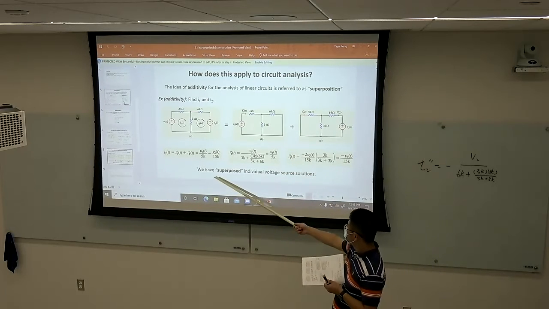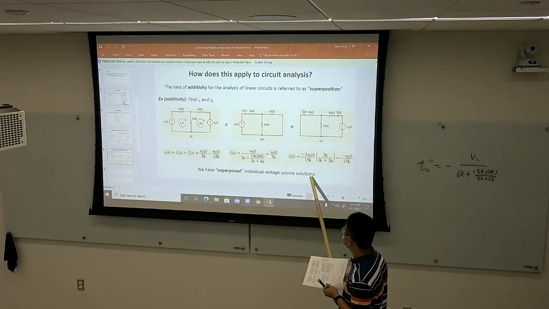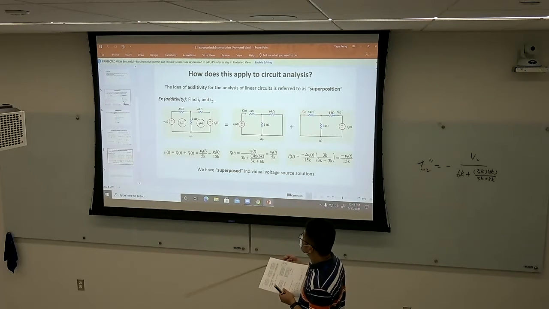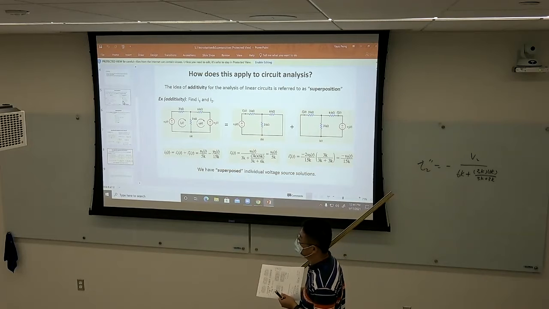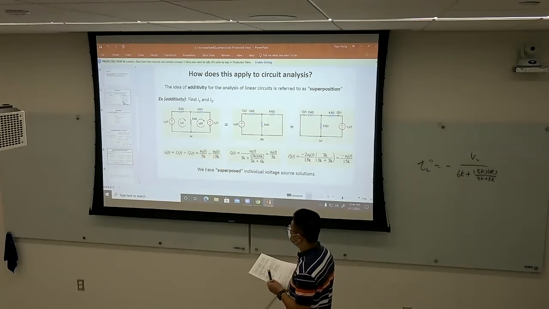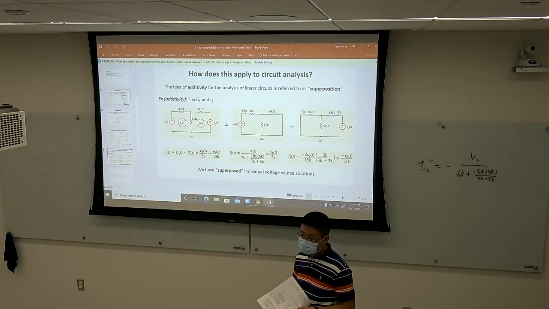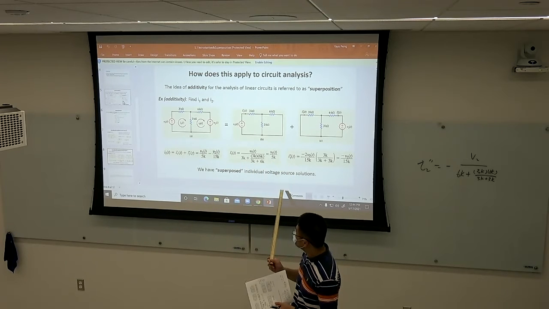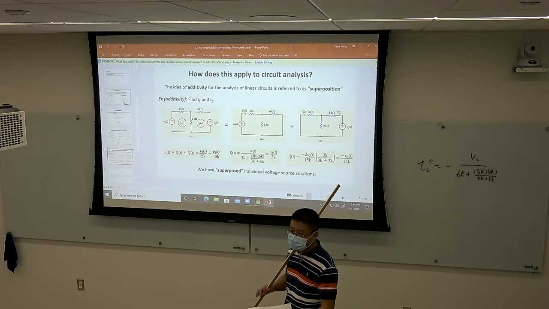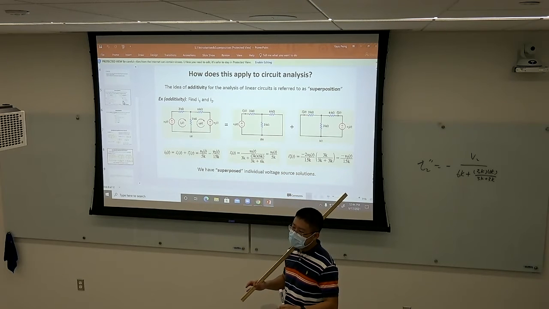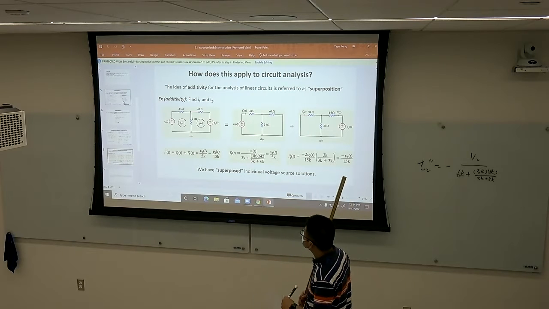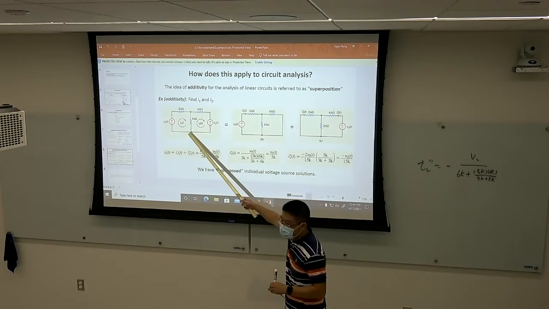So we have superposed individual voltage source solutions. This method can be extended to a circuit that has more than two sources. This is a voltage source, but it can also be a current source. We use each source independently, turn off or shut down the other sources, and add the currents or voltages together so we can get what we want for the original circuit.